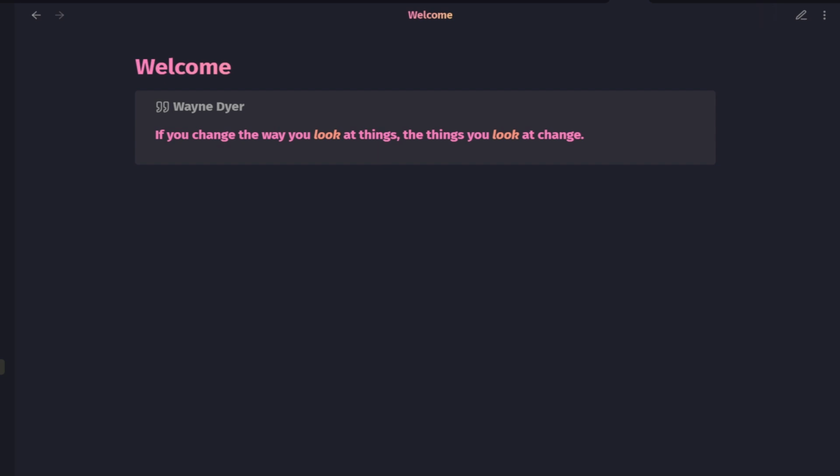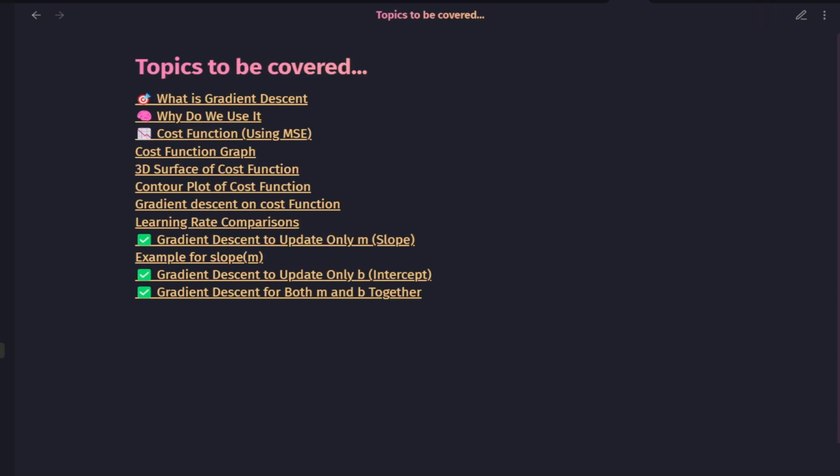Now that we are set to explore gradient descent, here's a quick look at the topics we will cover today. We will start with the basics, what it is and why it's used, then move through cost functions, graphs, and learning rates. By the end, we will see how gradient descent helps us optimize both the slope and intercept of a model. Let's walk through each concept step by step.